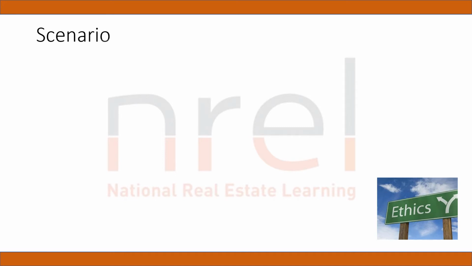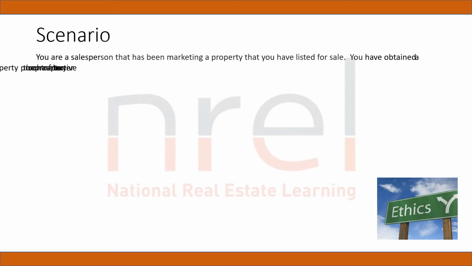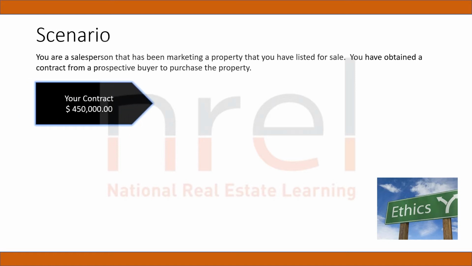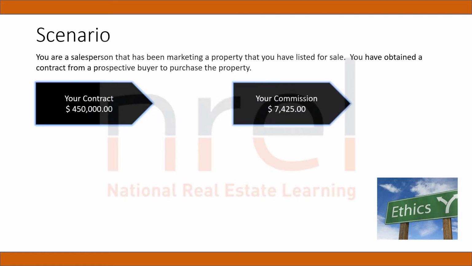Let's now look at a scenario that explains this further. Let's say that you are a salesperson and you've been marketing a property that you've listed for sale, and you've obtained a contract from a prospective buyer to purchase the property, and you have obtained a price of $450,000 for that property. That means that you will make an amount of about $7,425 in commission. And this is dependent on your split that is paid by the agency when you are a commission-only agent.